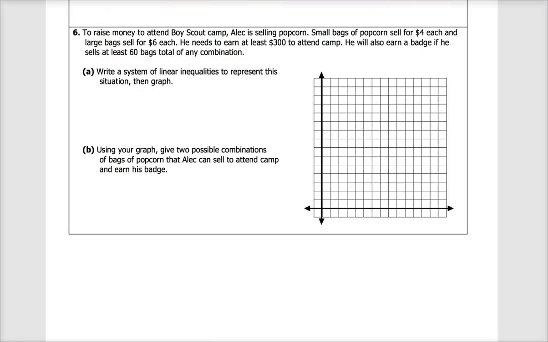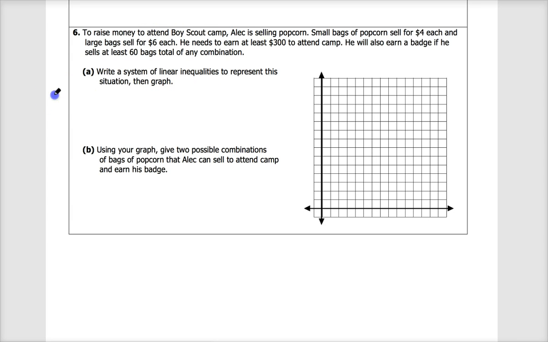All right, the last problem we have here is a word problem. To raise money to attend Boy Scout camp, Alec is selling popcorn. Small bags sell for $4 each, and large bags sell for $6 each. He needs to earn at least $300 to attend camp. He will also earn a badge if he sells at least 60 bags total of any combination. So we're going to write a system of inequalities to represent this situation.